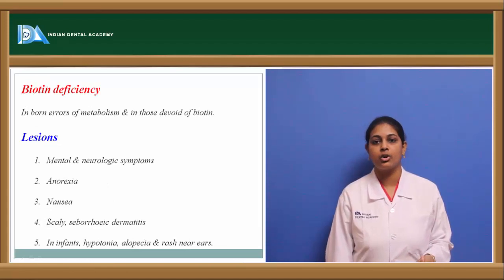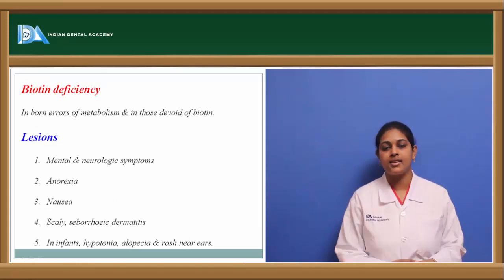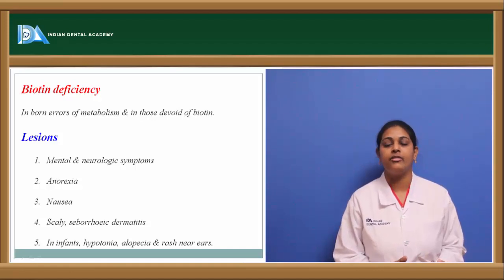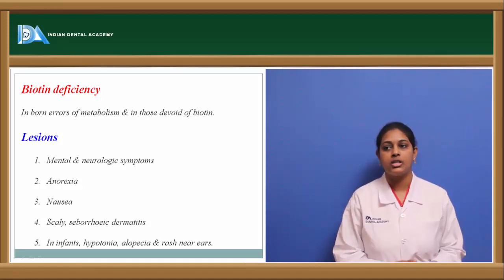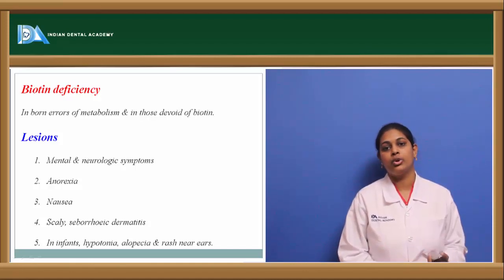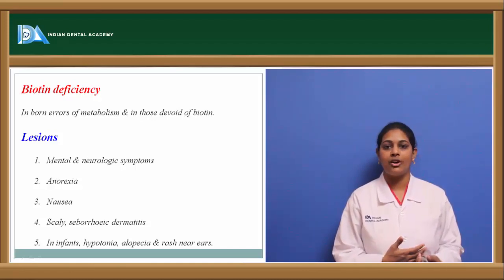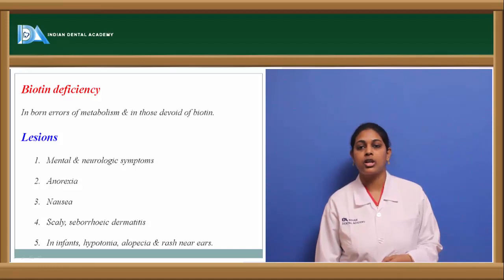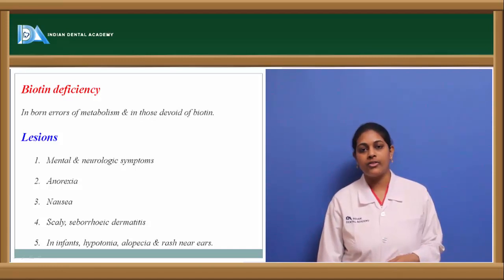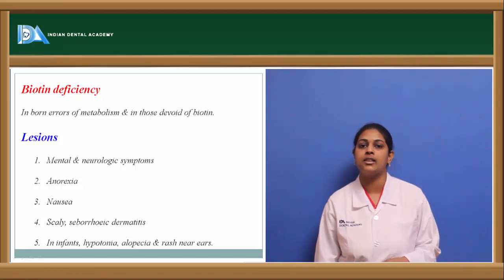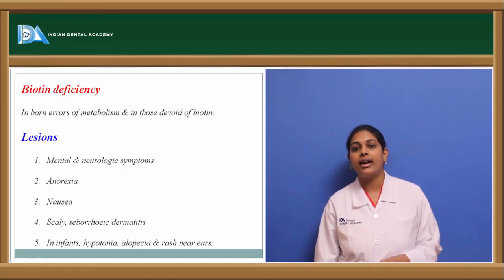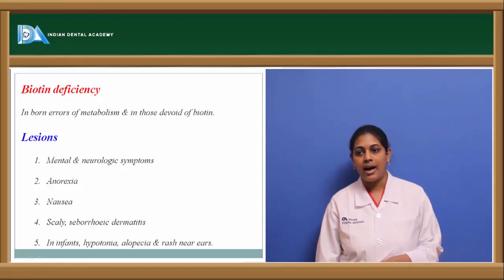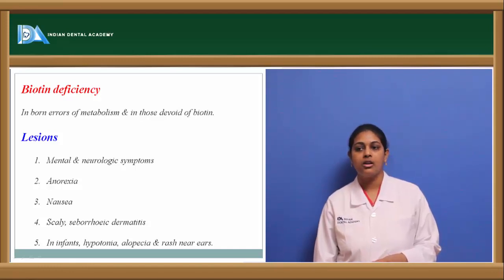So in biotin deficiency, usually we see, since it acts at the micro level, that is at the basic genetic level, that it is usually an inborn error of metabolism, and in those devoid of the vitamin, that is who do not take sufficient sources which are rich in biotin. Coming to the lesions which are being associated, since it is one of the major metabolisms in gluconeogenesis as well as in genetic metabolism, we see that there are mental as well as neurological symptoms. Other than that, the patient might also complain of anorexia, nausea, and might show presence of scaly and seborrheic dermatitis, that is skin lesions can be seen.